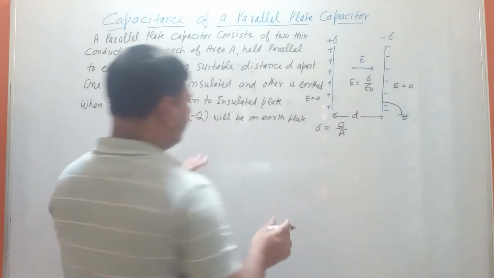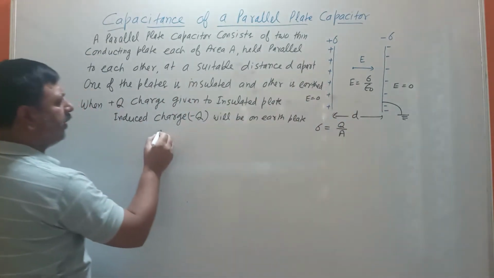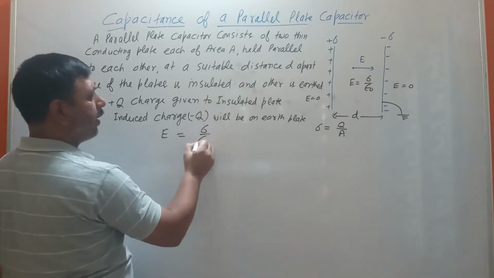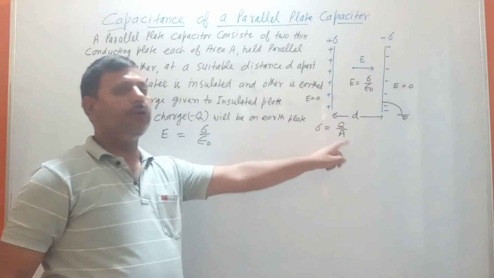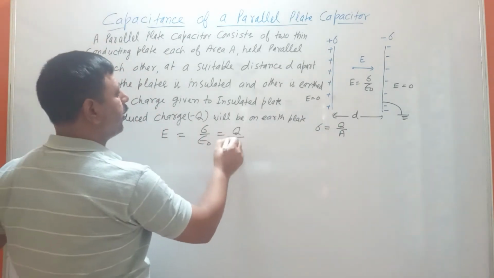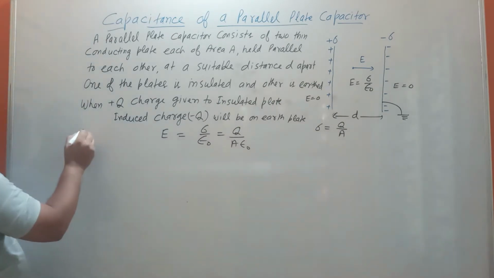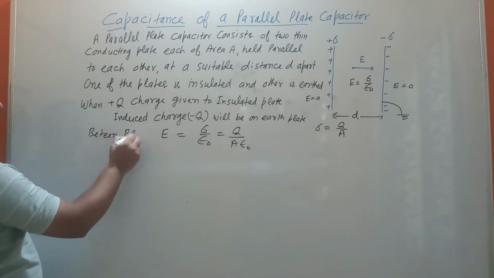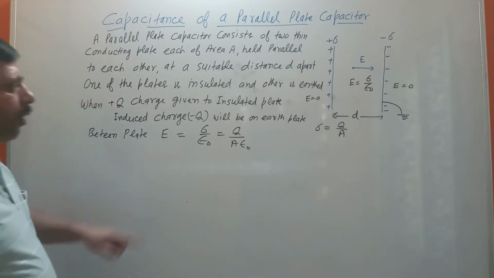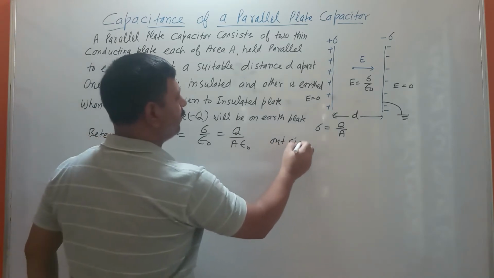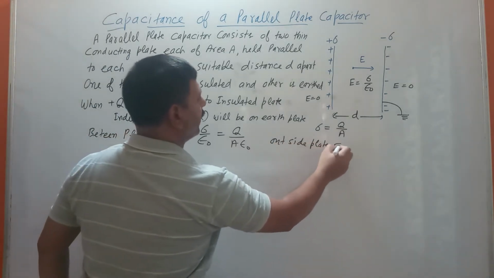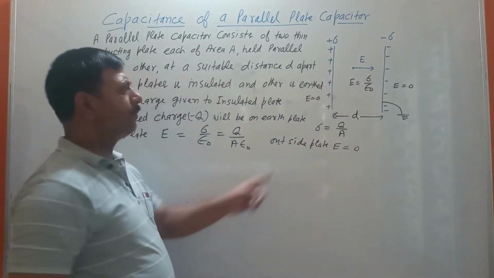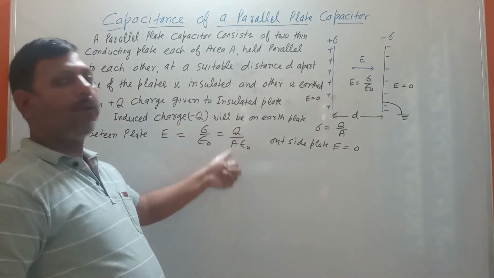So what we have seen is that the electric field intensity between the plates is sigma upon epsilon naught, and sigma is equal to Q upon A, so that is Q upon A epsilon naught between the plates. Outside the plates, E is equal to 0. The electric field intensity is constant between the plates, and it is Q upon A epsilon naught.